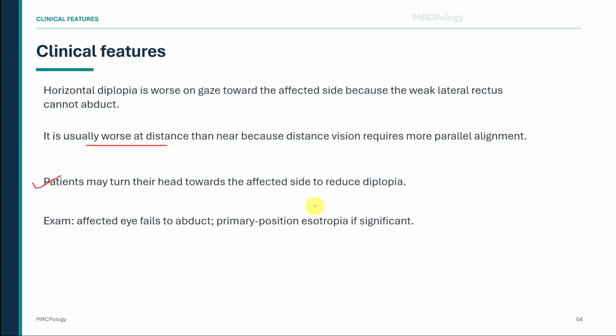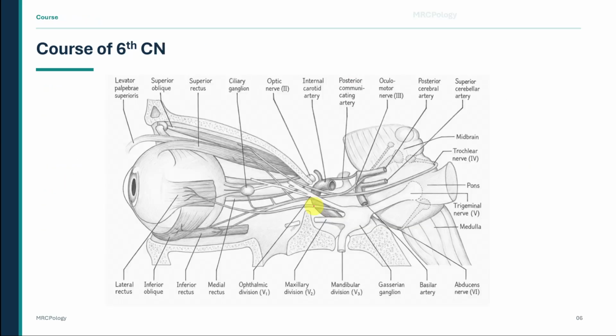Now, the reason sixth nerve palsy is so important in MRCP is its long anatomical course. The nerve starts in the pons, then travels through the subarachnoid space along the clivus, passes through Dorello canal at the petrous apex, then enters the cavernous sinus, and finally reaches the orbit through the superior orbital fissure. A long course means many possible lesion sites. Think of the lesion sites in 5 boxes: pons, subarachnoid space and clivus, petrous apex and Dorello canal, cavernous sinus, and orbit.